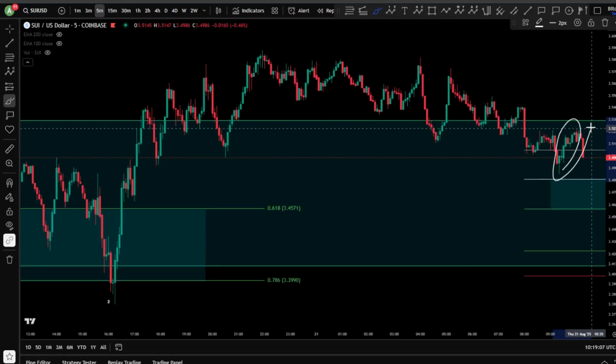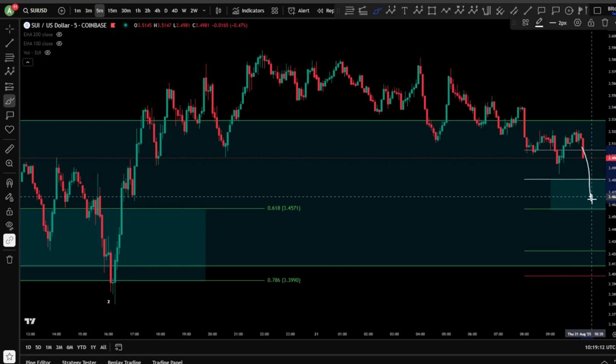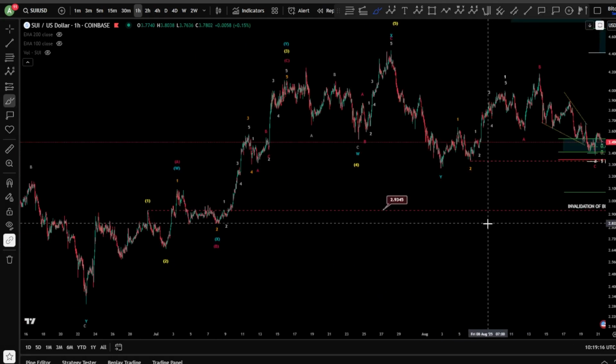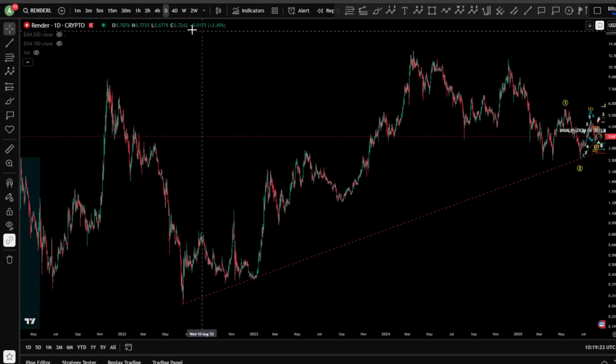Now, of course, even on the lower time frame, well, I don't see really an impulse here. I see 3 waves, and of course, it's still looking for lower before moving for higher. Again, we're gonna watch what's gonna happen. That was it for SUI. Let's move to the next one, which is Render, and we start also on the daily.